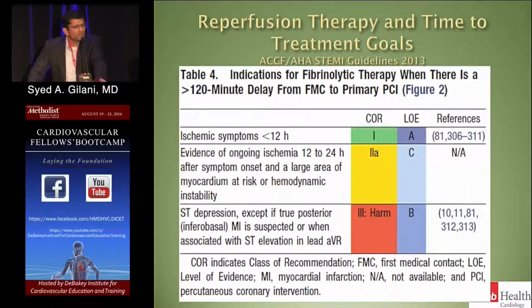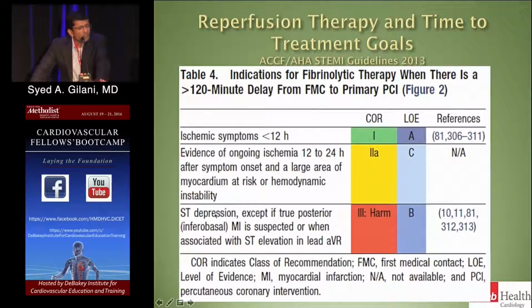And those patients, like I mentioned, who get to a hospital without primary PCI capability and cannot be transported to achieve primary PCI within 120 minutes, there's a class 1 indication to give fibrinolytic therapy within 12 hours. If symptoms have been more than 12 hours, then PCI is still preferable. But again, if it cannot be achieved in a reasonable time frame, they should receive fibrinolytic therapy.